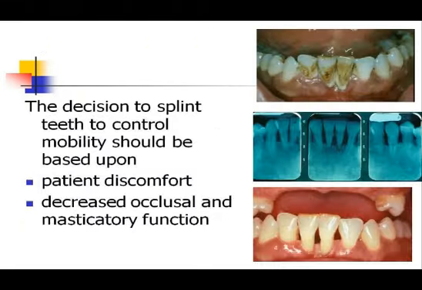The decision to splint teeth to control mobility should be based upon patient discomfort and decreased occlusal and masticatory function. As you can see with this patient, in the images to the right-hand side, this patient has severe periodontal disease. The mobility of these teeth is grade 3 mobility. After scaling and root planing the teeth, we can control the soft tissue inflammation, and now we need to also control the mobility.